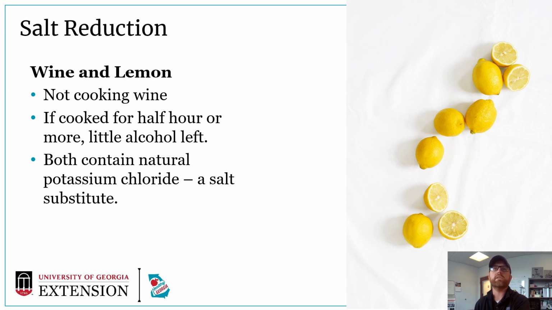Both are good in casseroles and on meat, poultry, and fish. Lemon and other citrus fruits are very good on vegetables. You can also substitute half of the soy sauce called for in a recipe with half wine.